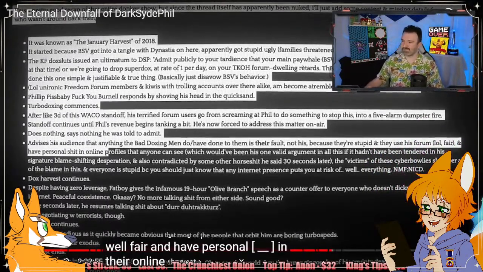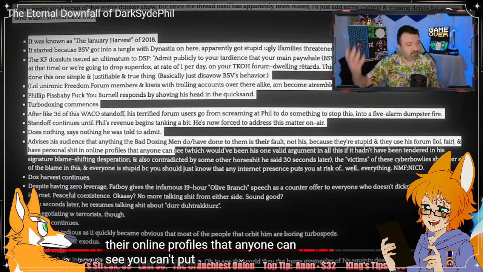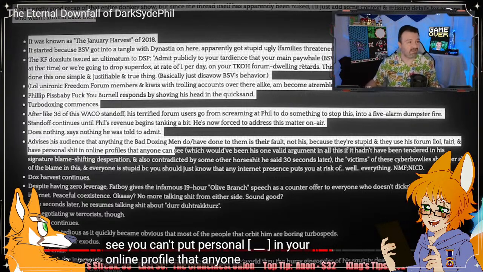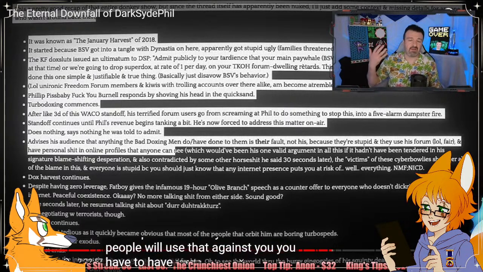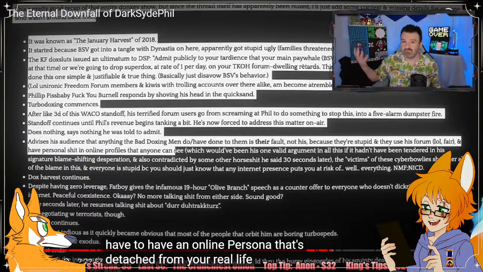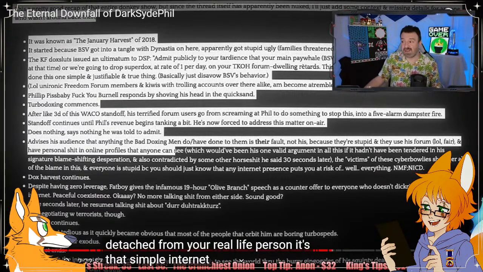And have personal stuff in their online profiles that anyone can see. You can't put personal stuff in your online profile that anyone can see. People will use that against you. You have to have an online persona that's detached from your real life person. It's that simple. The internet ain't a safe place anymore.